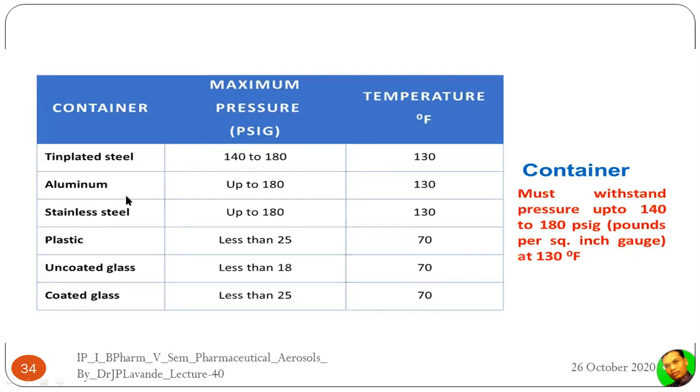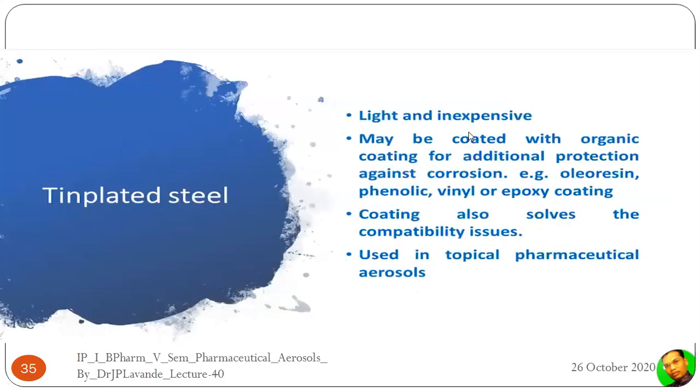If we see the first three, that is the tin plated steel, aluminum, and the stainless steel, they can withstand the pressure up to 180 psig, and the maximum temperature that they can withstand is up to 130 degrees Celsius. So that means the criteria to use as a container is going to be fulfilled by these metals for using them as a container in case of the aerosol systems.